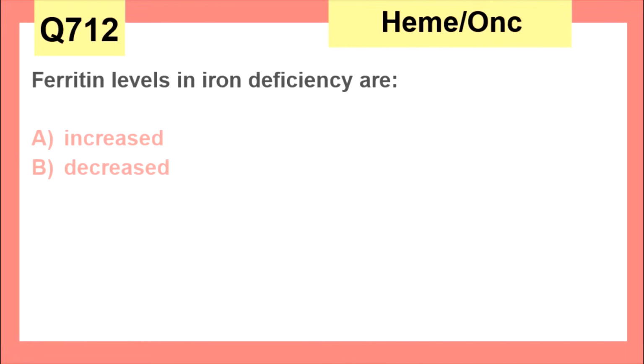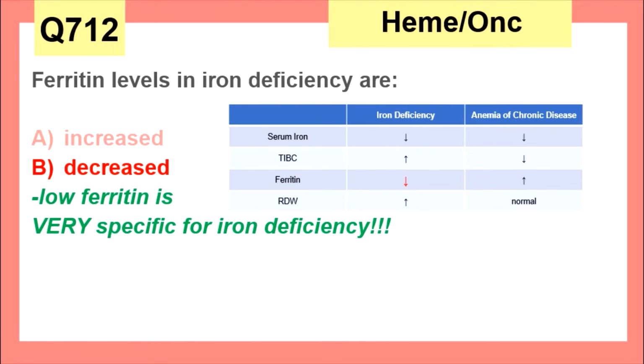Right, so here's our question. Ferritin levels in iron deficiency are increased or decreased? Ferritin levels are decreased in iron deficiency, and this is very specific for iron deficiency, low ferritin levels. This is how we contrast iron deficiency and anemia of chronic disease.